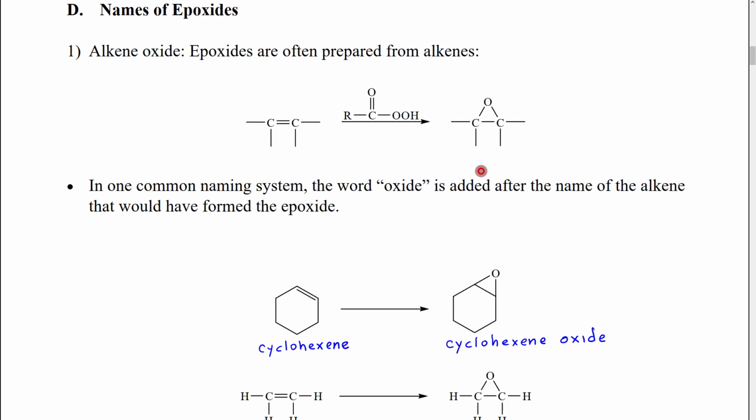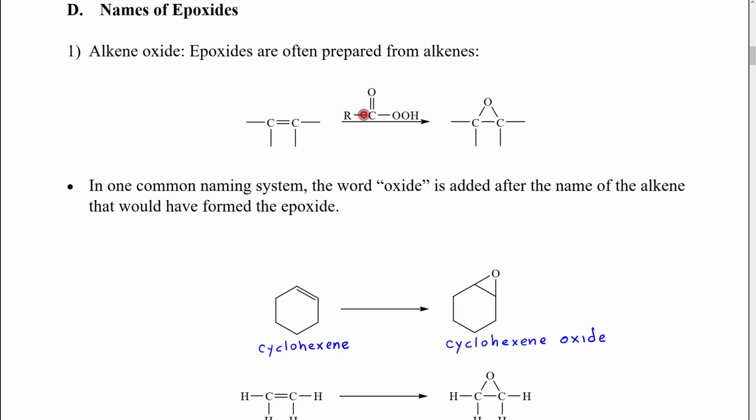Epoxides are a special type of ether which exists as a 3-membered ring. We've already talked about how we can make them, and we're going to talk about some of their reactions later this chapter. The problem with naming epoxides is that there are several different systems in use. The first system is probably the oldest system. It's what I call the alkene oxide system.